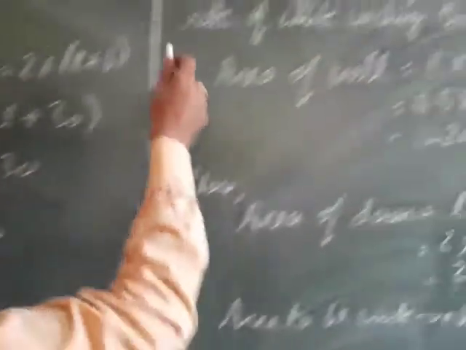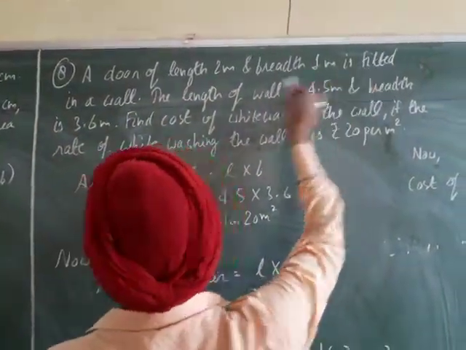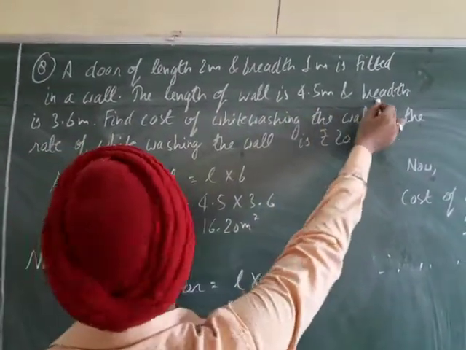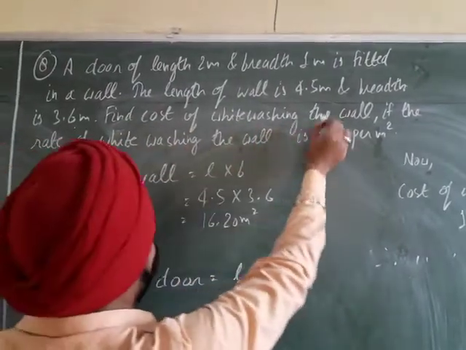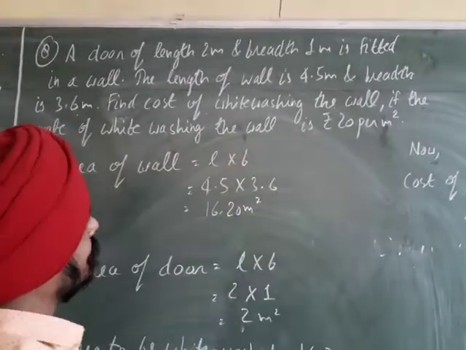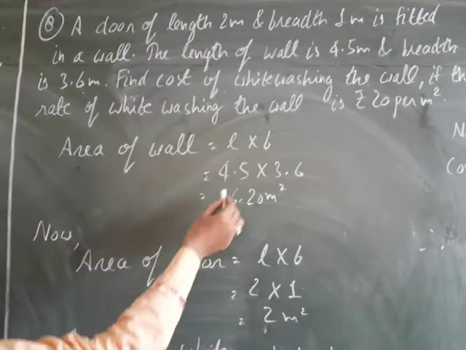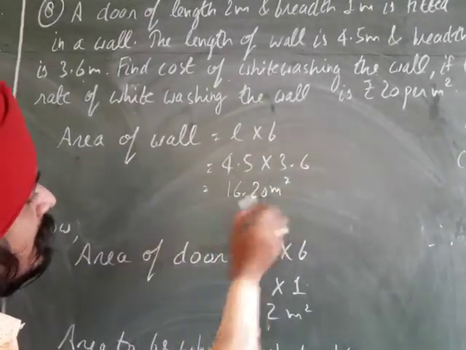Now see students, 8th question. A door of length 2 meter and breadth 1 meter is fitted in a wall. The length of wall is 4.5 meter and breadth is 3.6 meter. You have to find the cost of whitewashing the wall, if the rate of whitewashing the wall is rupees 20 per meter square. So first you will find area of wall, that is length into breadth. So 4.5 multiplied by 3.6, you will get 16.20 meter square.